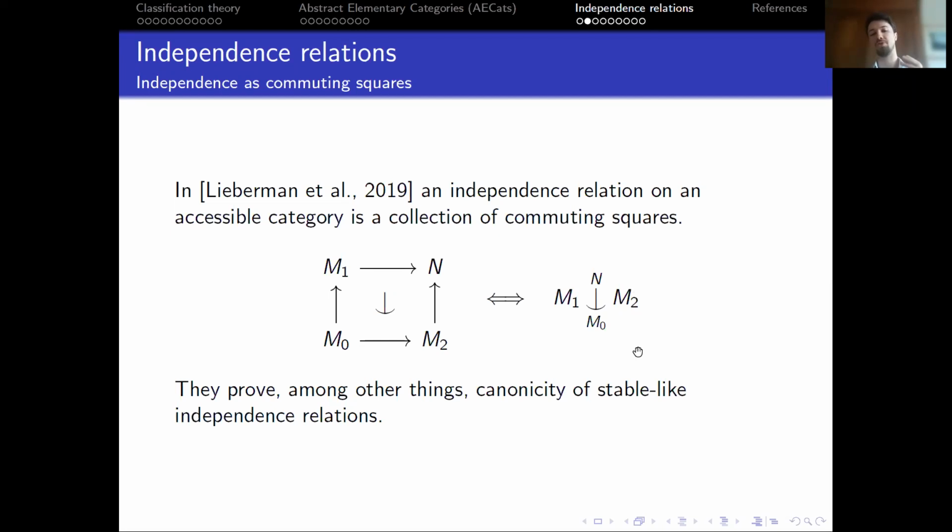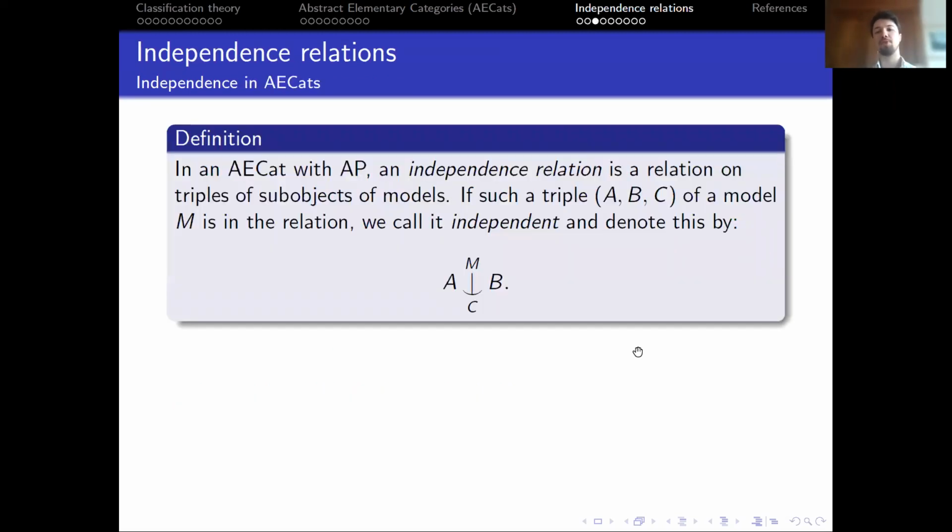And what I want to do is take this idea and also do the same thing for simple and NSOP1-like independence relations. For me, an independence relation will be a slightly different definition. So work in an AEC-cat with AP. For me, an independence relation is just a relation on triples of subobjects of models. So if you have a triple A, B, C, which are subobjects of a model M, and if that triple is in the relation, we say that it is independent and we write it with this notation that we have seen before.